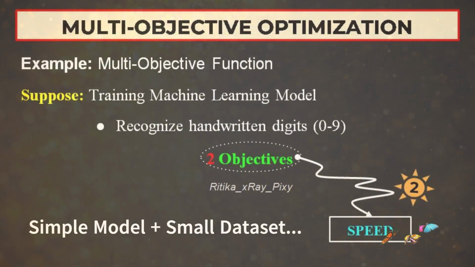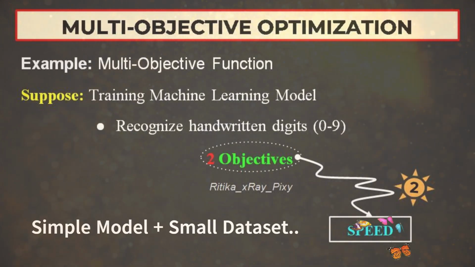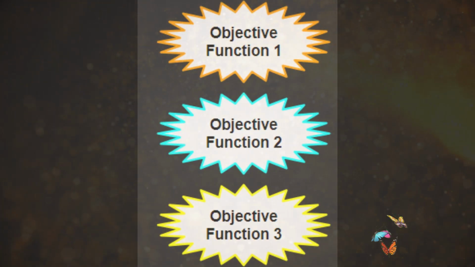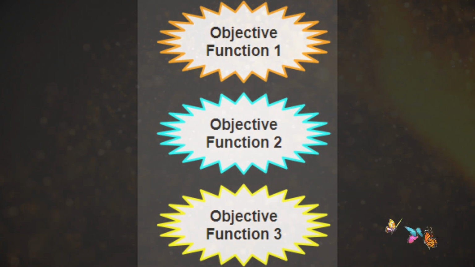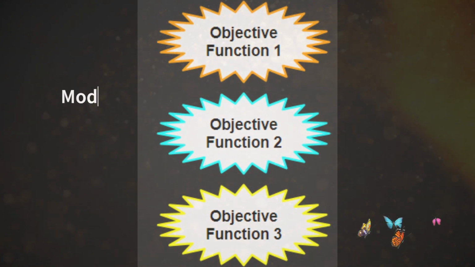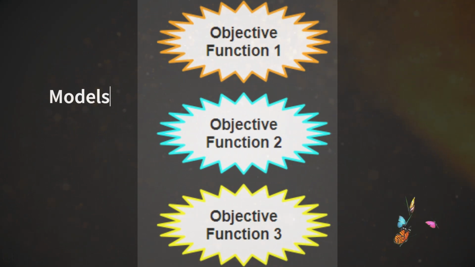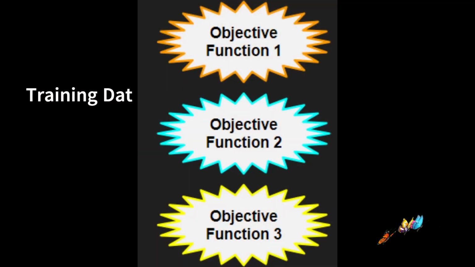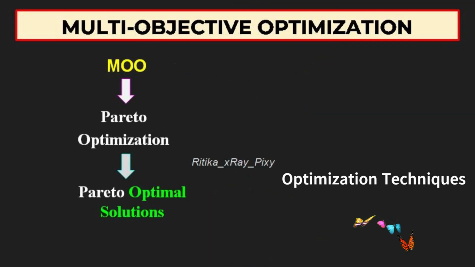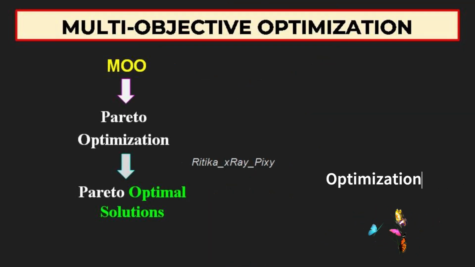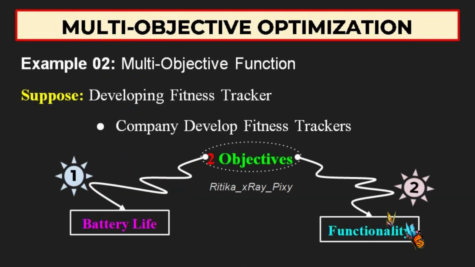So we need to make a balance between both objectives. So multi-objective optimization can help to create a balance between these objectives. We can investigate multiple model designs, training data set, and optimization techniques that can maintain high level of accuracy while also maintaining the feasible prediction speed. And finally, we can choose one best model that meet our requirements. Second example you can see here.